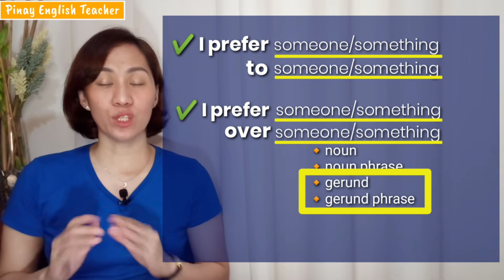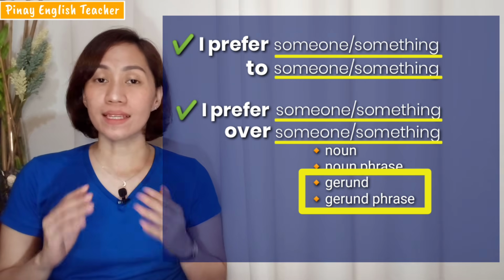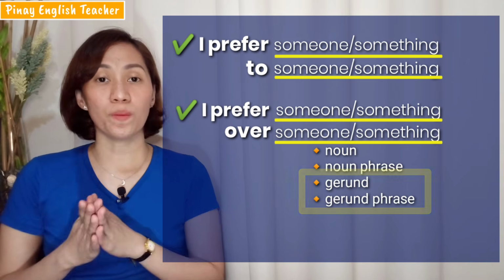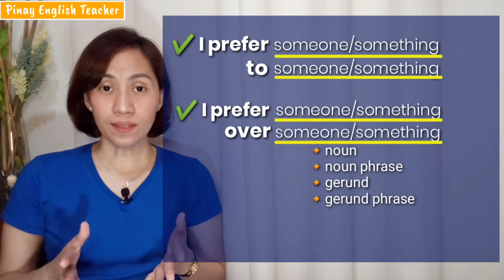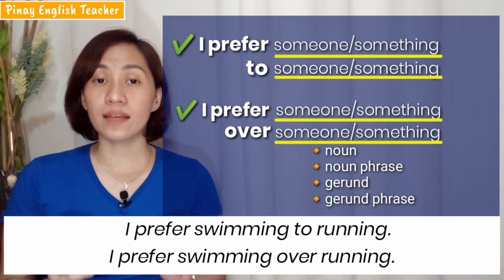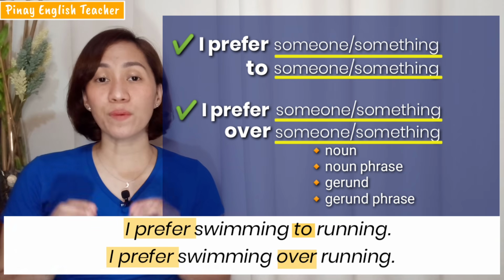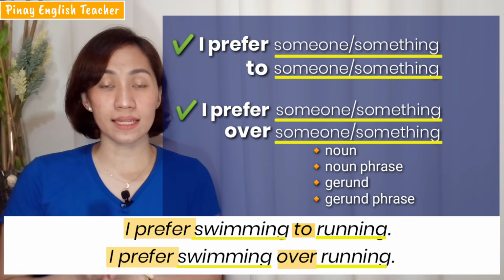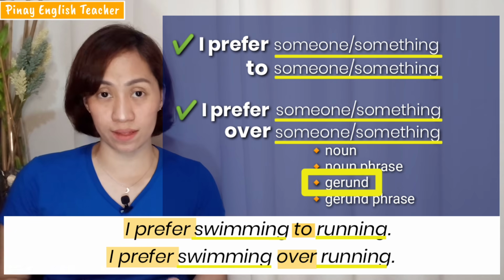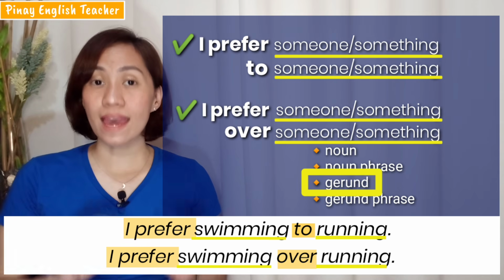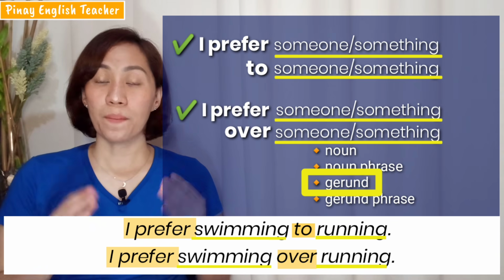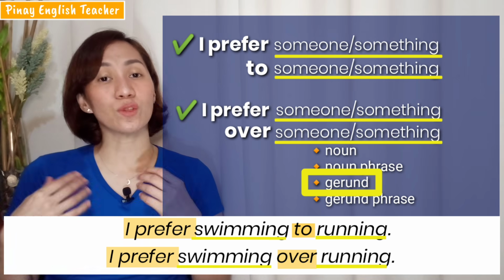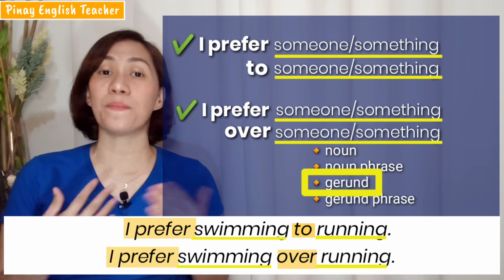Balik tayo dun sa patterns using prefer. Okay, so as I said, pwede nyo rin gamitan ng gerund or gerund phrase yung patterns na yan. For example, I prefer swimming to running. Or, I prefer swimming over running. Yung swimming and running sa sentences na yan ay mga gerunds. The act of swimming and the act of running. Paglangoy at pagtakbo. Ang ibig sabihin niyan ng Filipino is, mas gusto ko ang paglangoy kaysa sa pagtakbo.